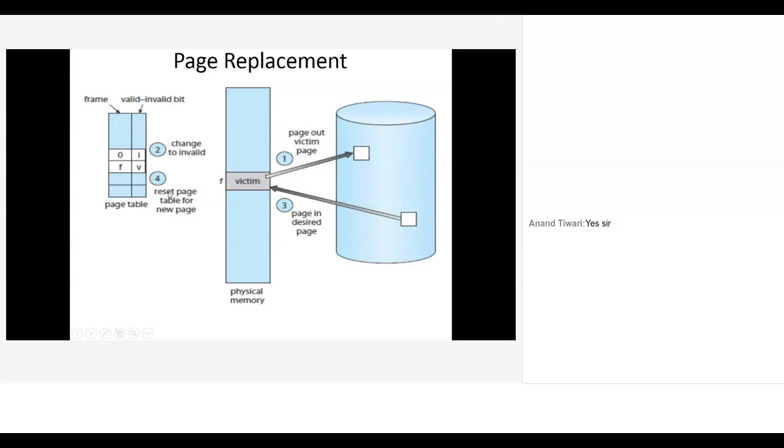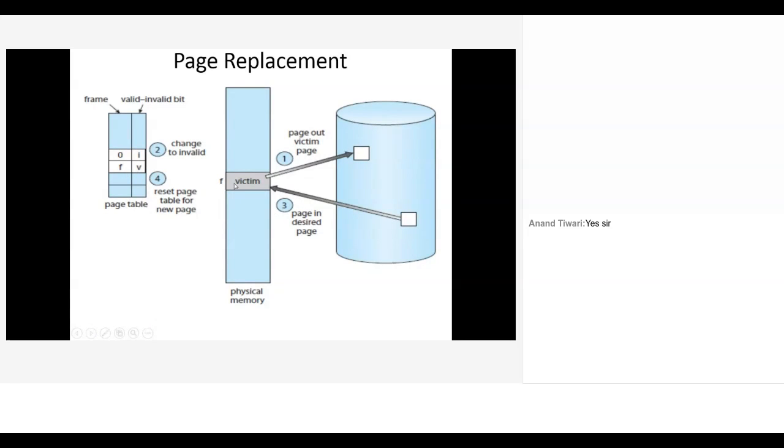And what is the fourth step? Reset the page table for the new page. Means the new frame you are getting, that this particular page is there in this frame, will be updated in the page table, and the respective valid and invalid bit is put as valid. So this is the process of page replacement.